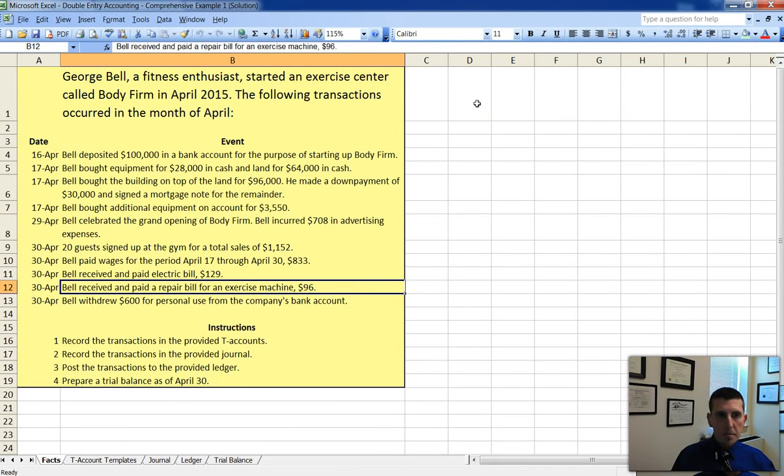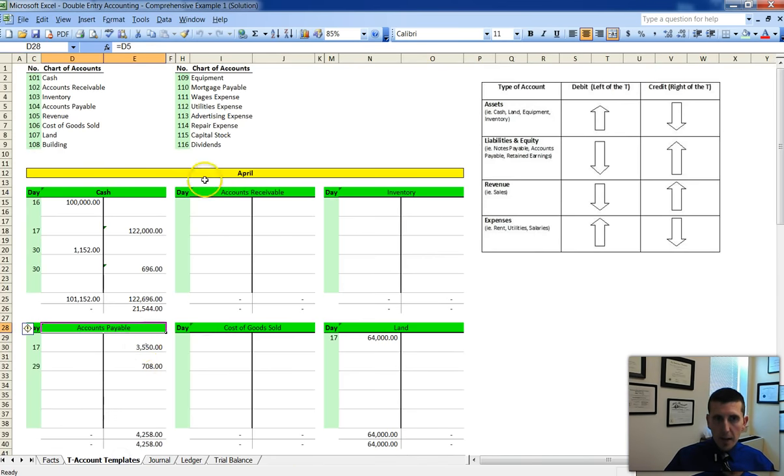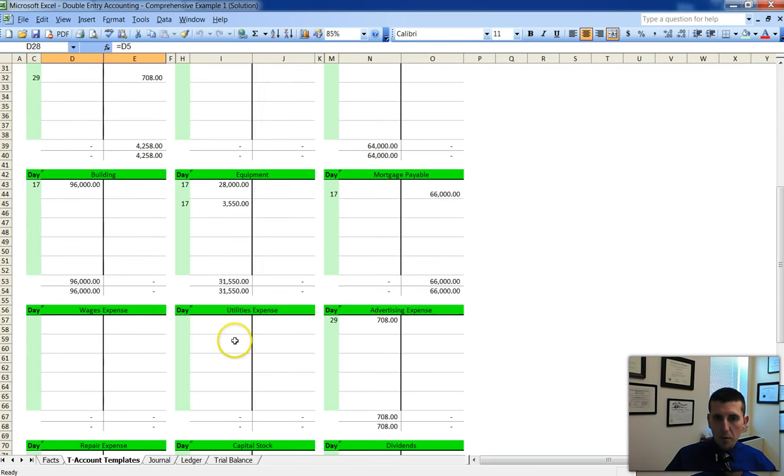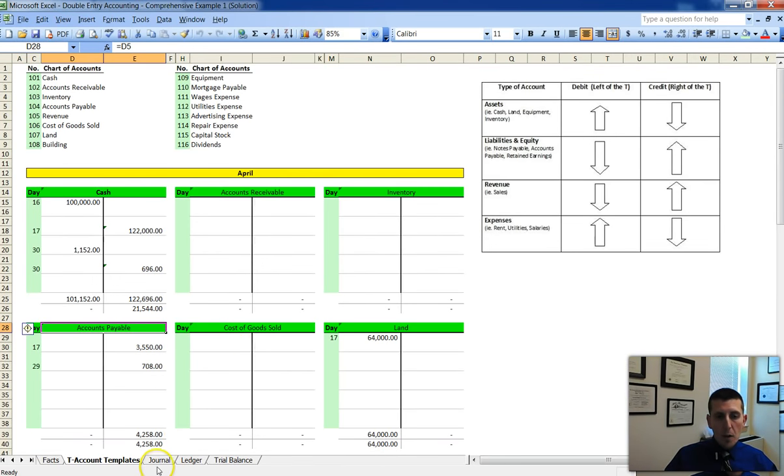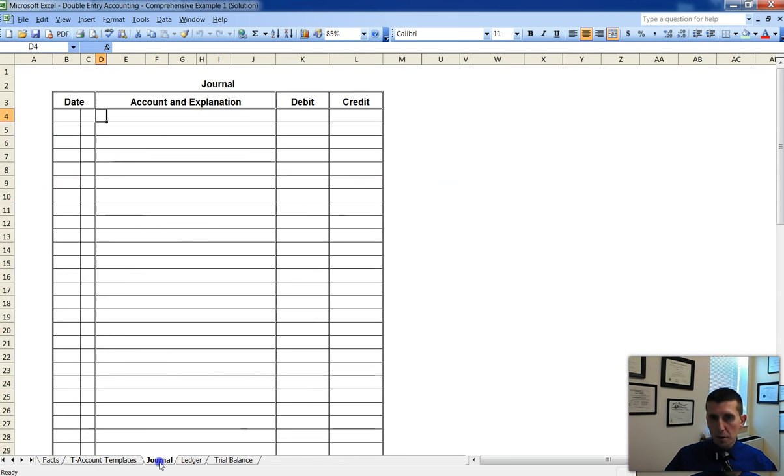Going back to our problem here, same facts as last time. Hopefully by now you have walked your way through the T accounts and you have filled them out accordingly. You have your T accounts filled out. Well, now we will move on to the journal. So what is the journal? The journal is essentially the same thing, but we are going to group transactions by date. We're essentially going to repeat the same process, but we're going to do it by date this time.